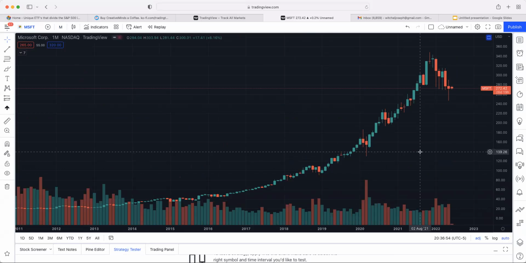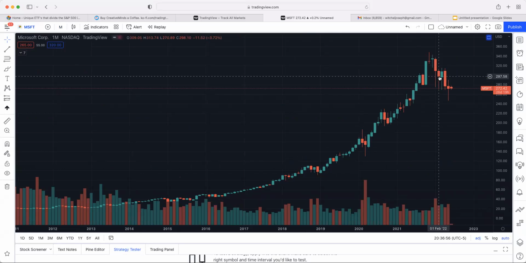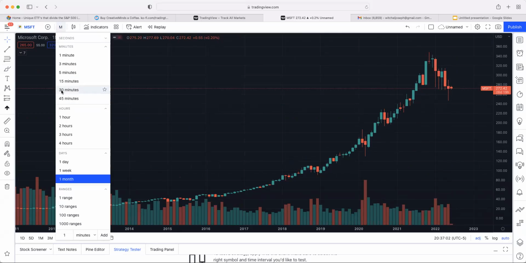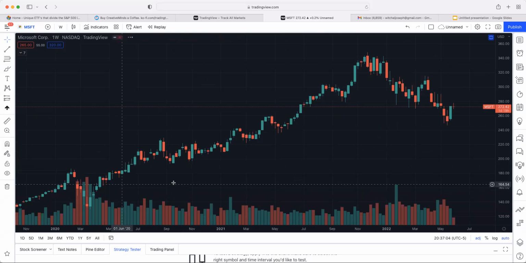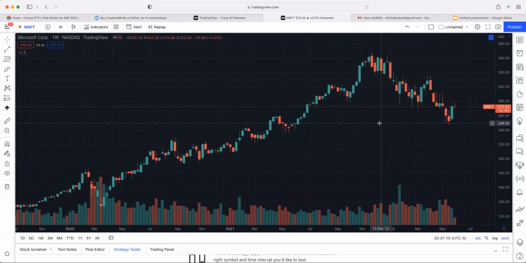So here's the monthly. You see the monthly has been going down, but it seems to be finding support at this 269 level. Looks like the weekly NASDAQ. Looks just like the NASDAQ. Yeah, it's part of the NASDAQ. I'm just saying it's like a cousin, the same looking chart.